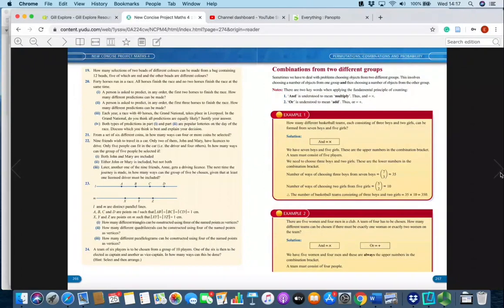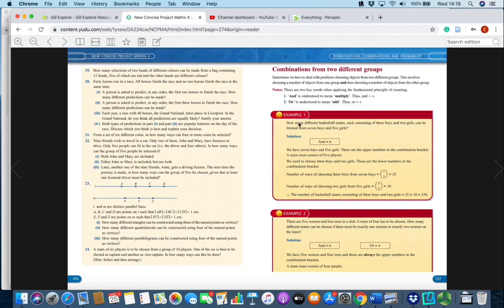Okay, so what happens when you have to take combinations from 2 different groups? So I'm here now on page 267. Sometimes we have to deal with problems choosing objects from 2 different groups. This involves choosing a number of objects from one group and then choosing a number of objects from the other group. There's 2 key words when we apply the fundamental principle of counting. If you see the word and, you're going to multiply. If you see the word or, you're going to add.